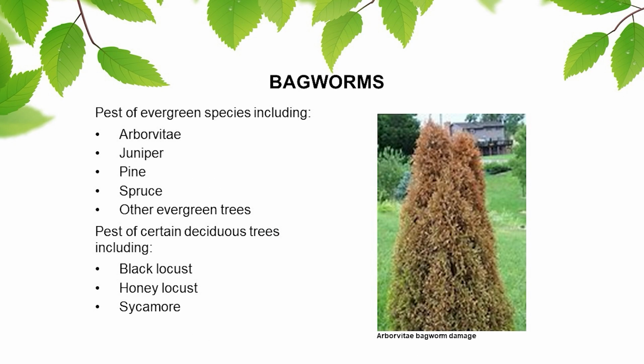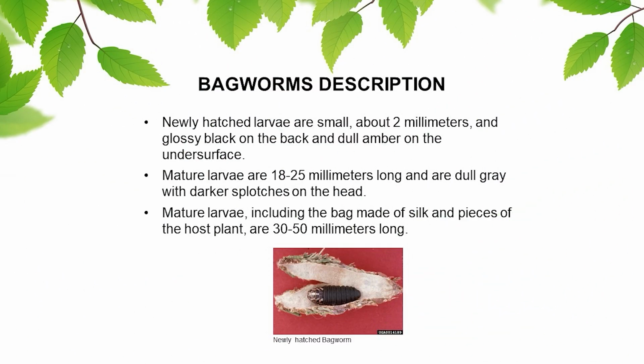Bagworms. Bagworms have become a problem predominantly south of Interstate 80. They are primarily a pest of different evergreen species, including arborvitae, juniper, pine, spruce, and others. Bagworms may also attack certain deciduous trees, such as black locust, honey locust, and sycamore trees. Their feeding activity causes significant damage to the needles or leaves, causing stress to the host tree.